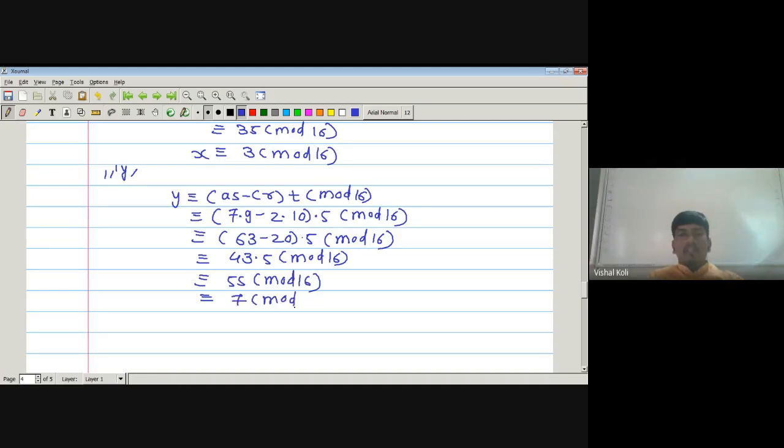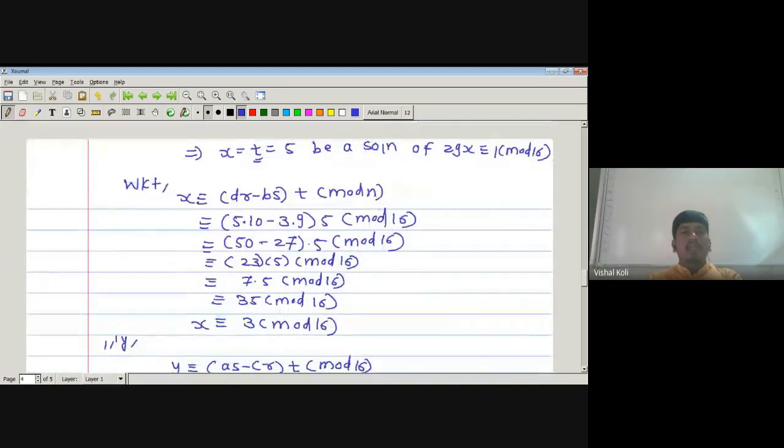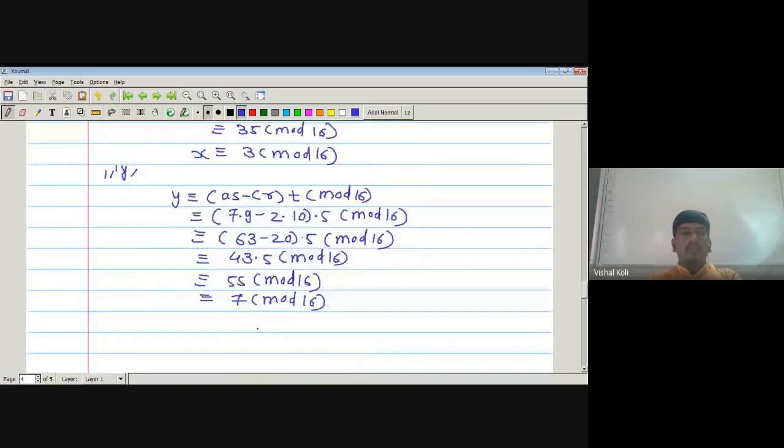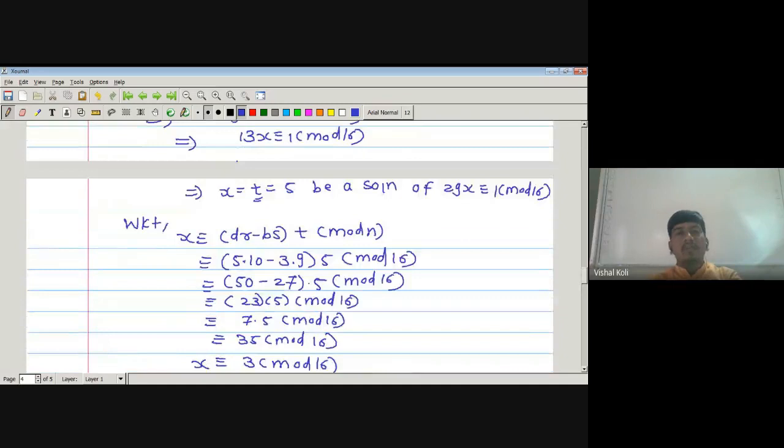Therefore, here we get the values of x and y. x is nothing but 3 modulo 16, and y is nothing but 7. Either, if suppose we know the values of x and y, that is x equal to dr minus bs into t modulo n and y equal to ds minus cr into t modulo n, then we have to use this method. If suppose we don't know the values of x and y, then we have to use the method as we have used in the theorem.